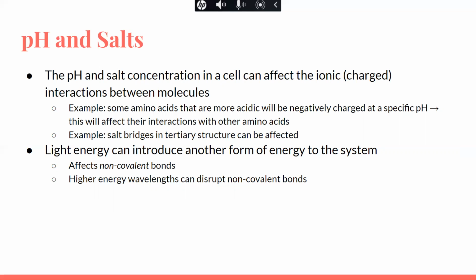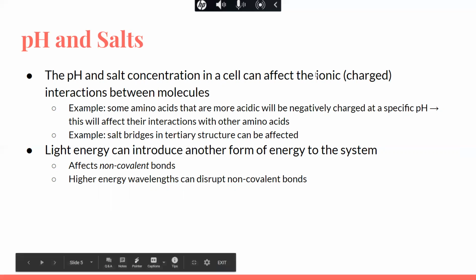You don't really need to know too much detail about this one. Just know that if you are hitting it with certain energy wavelengths, it can disrupt non-covalent bonds. Think of an X-ray or something like that, which can introduce a different form of energy to the bonds involved in protein folding. There are certain cases of light energy that can be extreme and affect covalent bonds, but once again, don't worry about it.